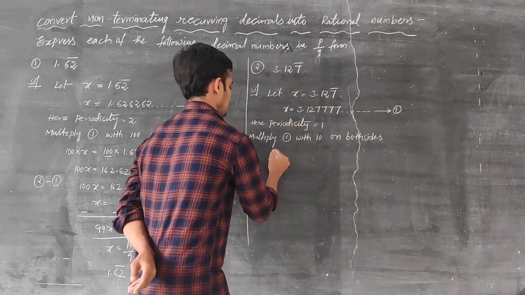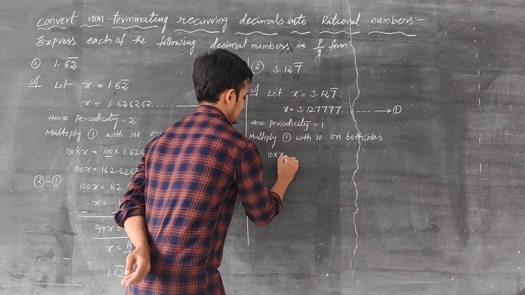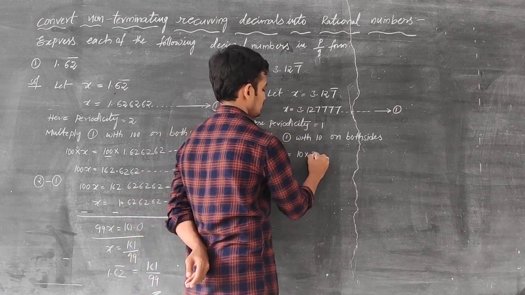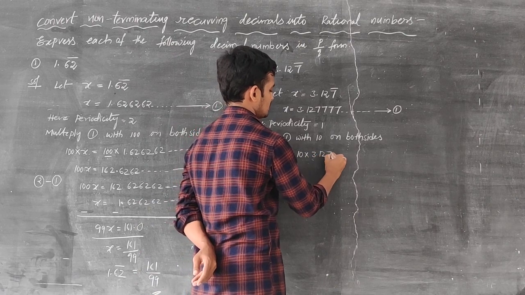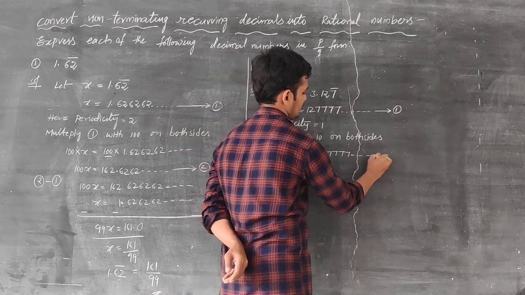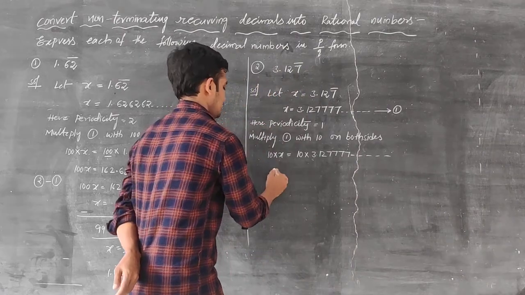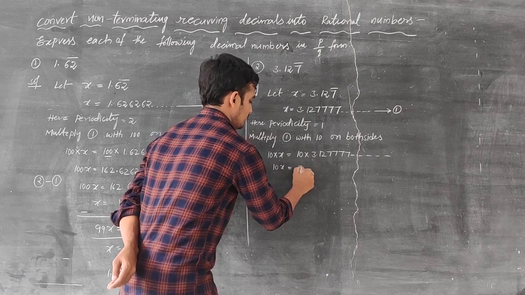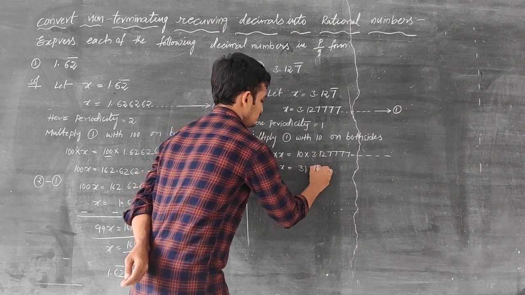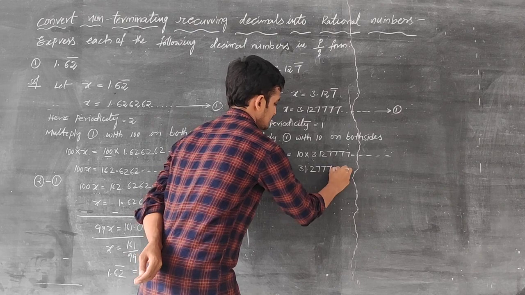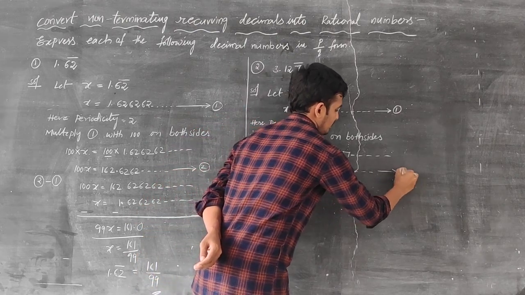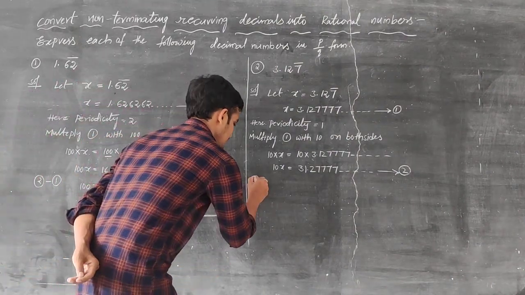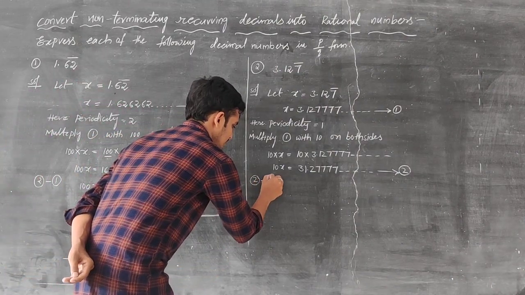Okay, so now we can multiply 10 into x is equal to 10 into what we have, 3.12777 and so on. Now 10 into x is equal to 10x. So again one digit moves, and we get 31.27777 and so on. This is equation number 2.